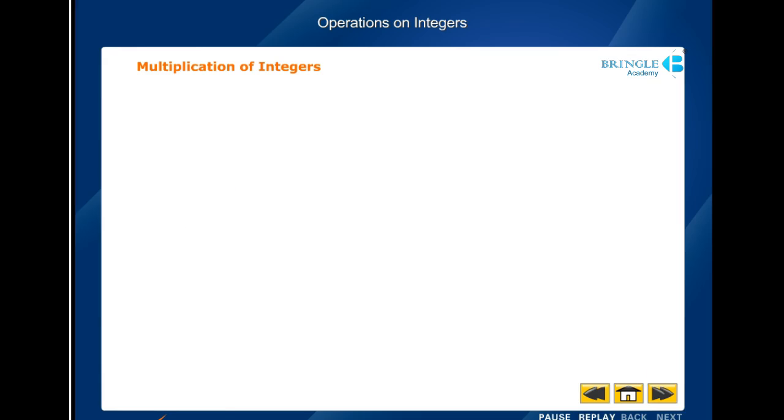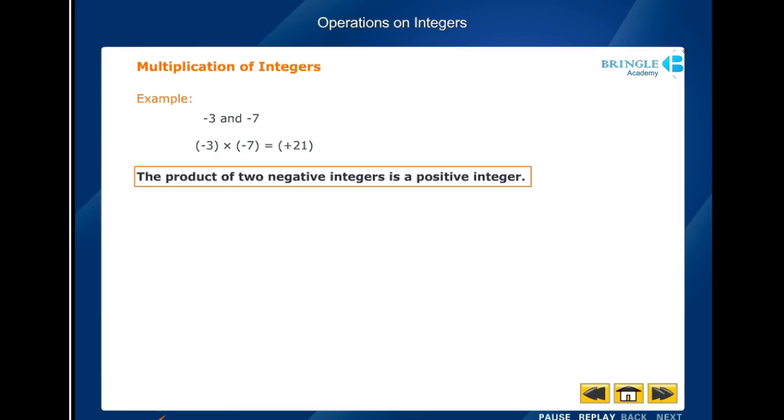Let us try to find what the product of two negative integers is with the following example. Consider two negative integers, minus 3 and minus 7. The product of minus 3 and minus 7 is equal to plus 21. The product of two negative integers is a positive integer. Remember, minus into minus is equal to plus.